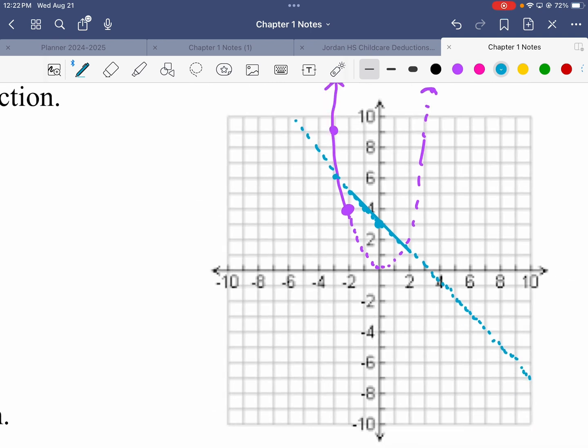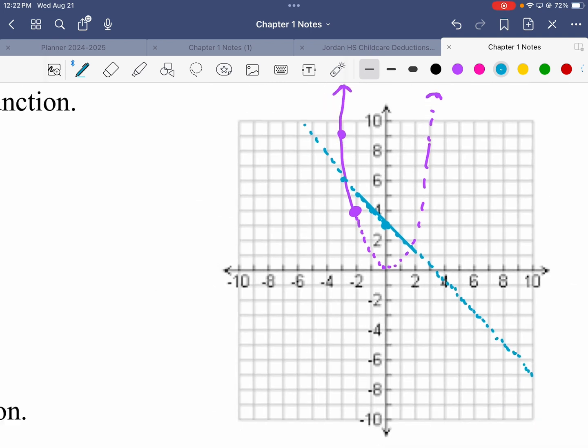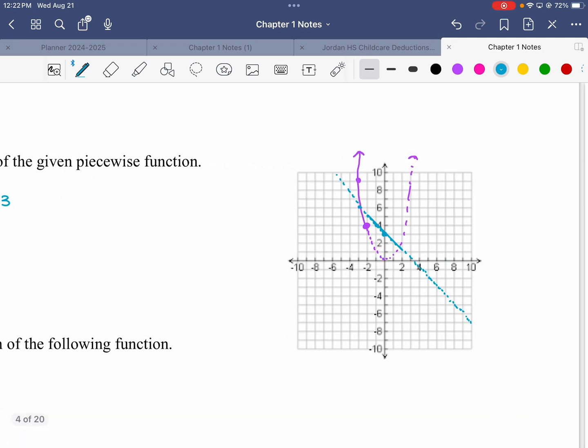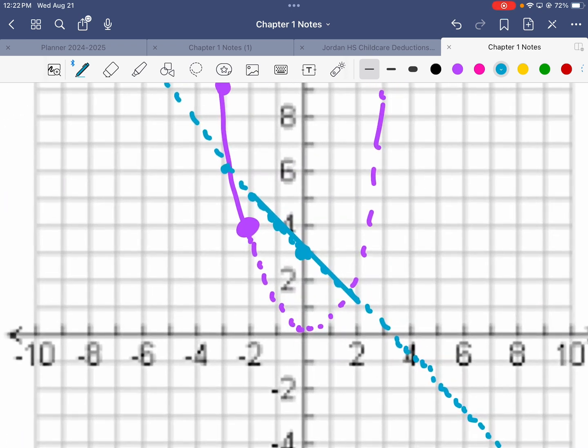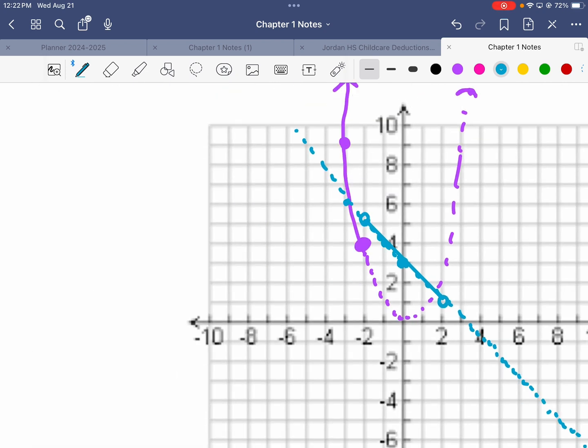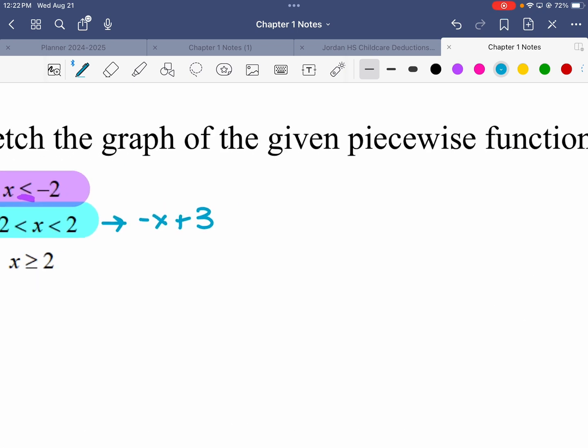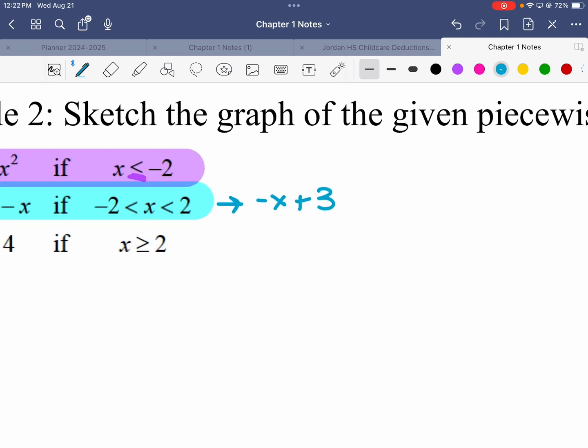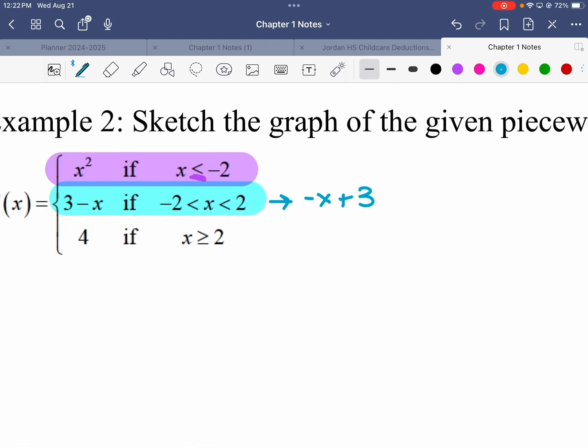And then we have to decide, should those be open circles on the end or closed circles? They are open. Why? Because it can't equal either of them. Good. Okay, now we have to deal with our last section.